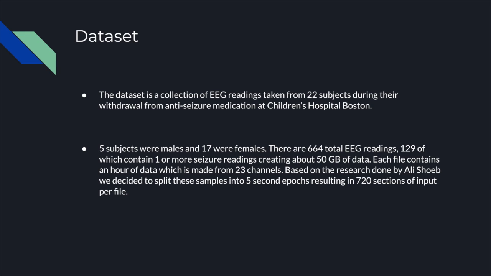The dataset is a collection of EEG readings taken from 22 subjects during their withdrawal from anti-seizure medication at Children's Hospital, Boston. 5 subjects were males ranging from ages 3 to 22, and 17 were females ranging from ages 1.5 to 19. There are 664 total EEG readings, 129 of which contain one or more seizure readings, creating about 50 GB of data. Each file contains an hour of data, which is made from 23 channels with a sampling rate of 256 MHz. Based on the research done by Ali Shoaib, we decided to split these samples into 5-second epochs, resulting in 720 sections of input per file.